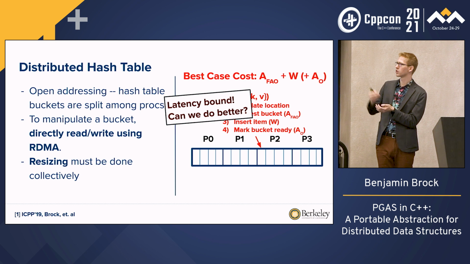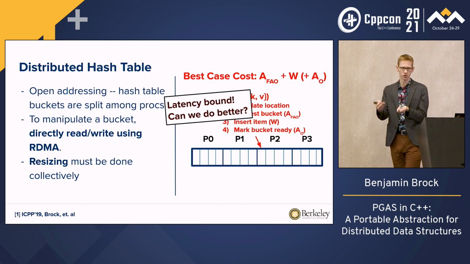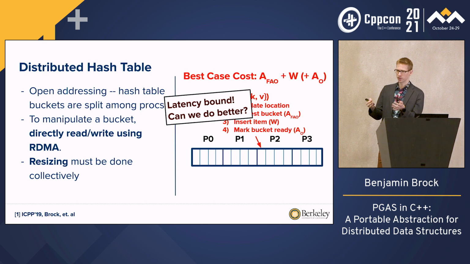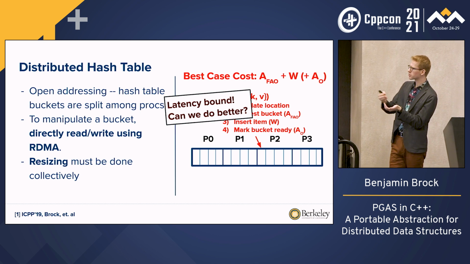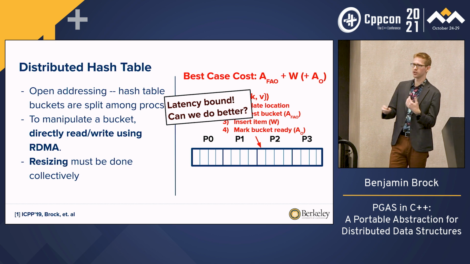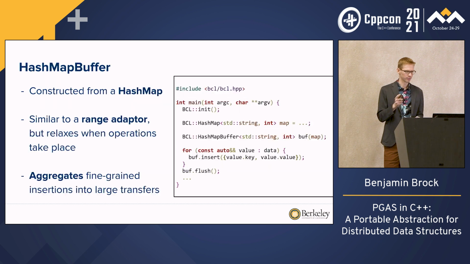The atomic op will cost around 2 microseconds. The write will cost around 2 microseconds, assuming it's latency-bound. The final atomic op will cost around 2 microseconds. That's pretty fast, but still, if we want to insert a bunch of items into this hash table, we would like to turn it into a bandwidth-bound operation. So how could we do that?